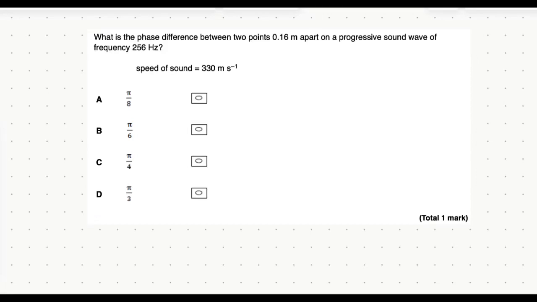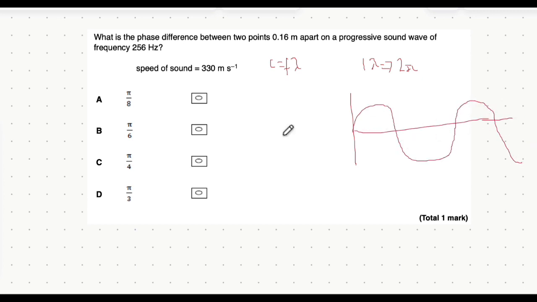In this video, we're going to have a look at using phase difference along with the speed frequency wavelength equation. So I'm sure you guys are aware that the speed of a wave is equal to its frequency multiplied by its wavelength. What I want you to also know is that one wavelength corresponds to a phase difference of 2 pi radians.